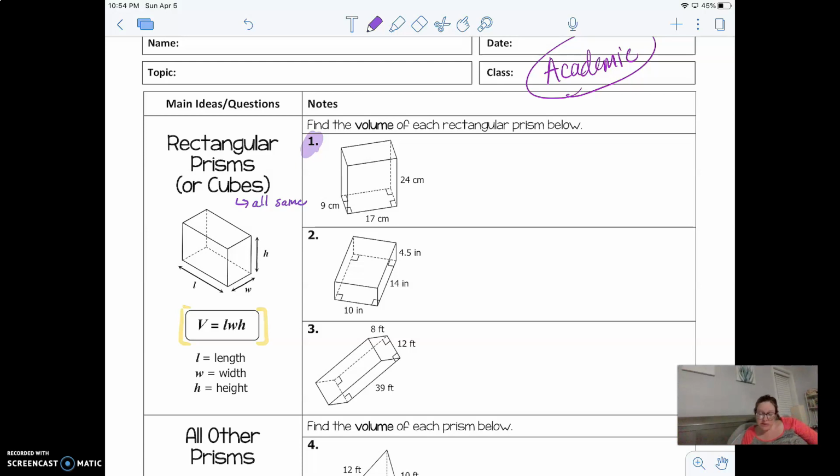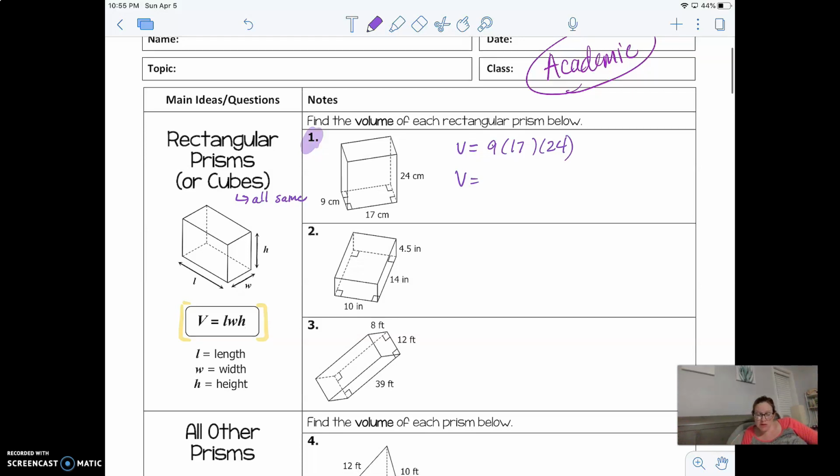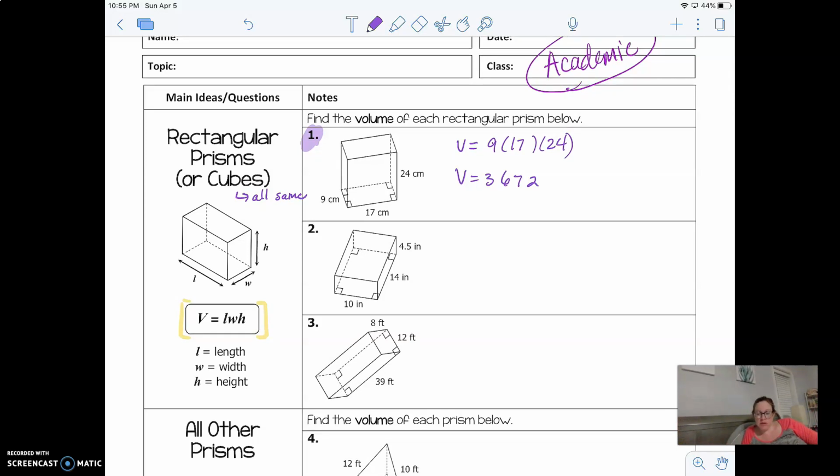So number one, for example, we would do length times width times height. So I don't know, 9 times 17 times 24. And you might ask yourself, which one, Miss Coffee, is the length and the width and the height? How do I know? I'm sure that's what you were dying to ask me. The answer is it doesn't matter in a rectangular prism or a cube, because you multiply them all together, you get the same number regardless. So whichever one you want to say is a length, width, and height, you just multiply all three.